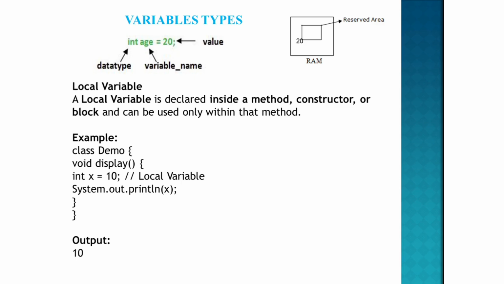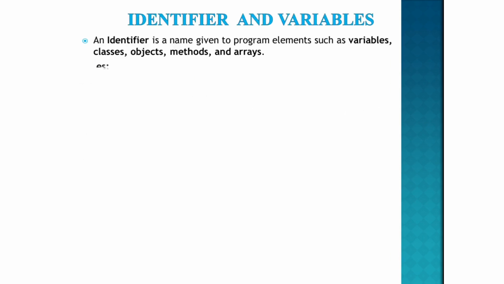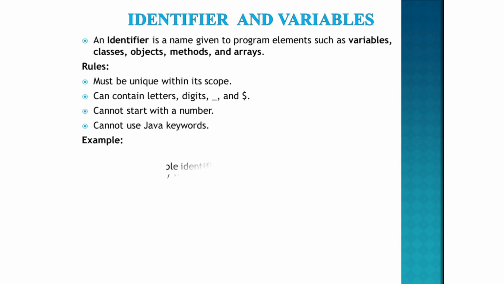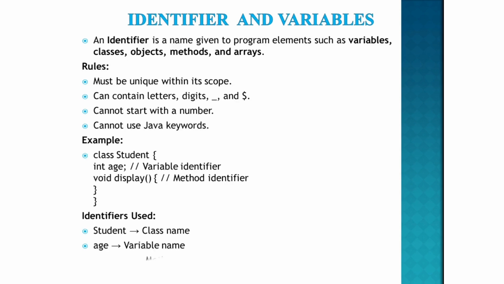Okay. Let's move on to the identifier. An identifier is simply the name given to a program element like variables, methods, classes, or objects. For example, in this program, Student is the class name, age is the variable name, and display is the method name. There are some important rules for naming identifiers. They should not start with a number. They should not be a Java keyword, and they can contain letters, digits, underscores, or the dollar symbol. Okay. Using meaningful names makes your code easier to understand and maintain.